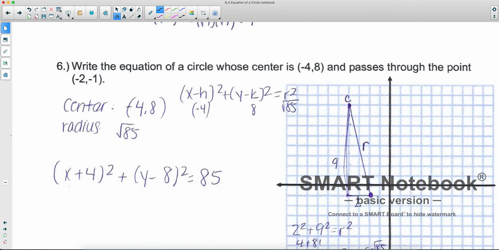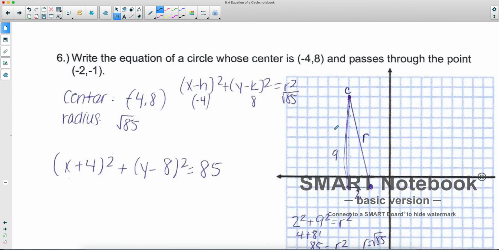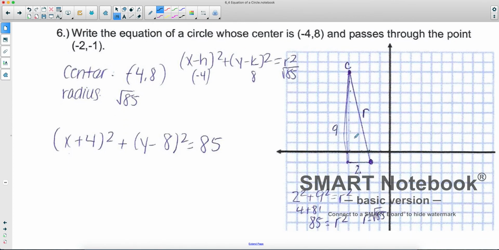Okay, number 6 says, write the equation of a circle whose center is (negative 4, 8) and passes through the point (negative 2, negative 1). The fact that they're giving you your center means that in my formula, I already know that this value here, (negative 4, 8), is important. Now, it passes through the point (negative 2, negative 1). That means from the center to that point represents the radius. Since it's on a diagonal, remember, we can't count boxes. So what we do is we create that right triangle, right? We count boxes vertical and horizontal, and then we use the Pythagorean theorem.